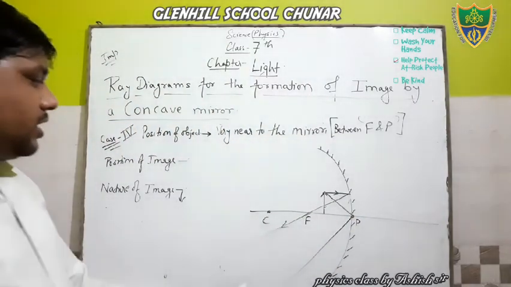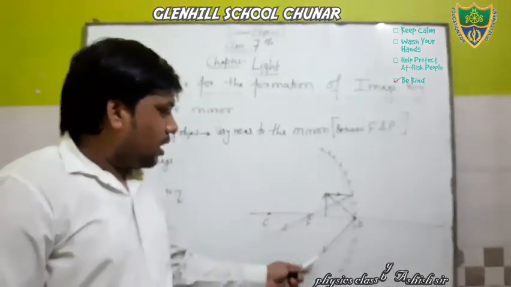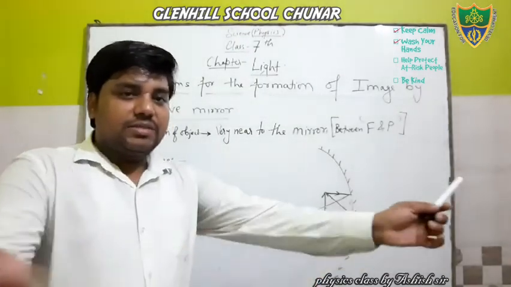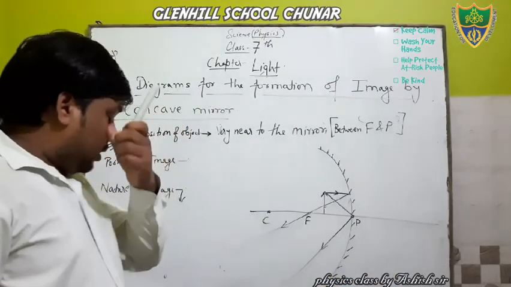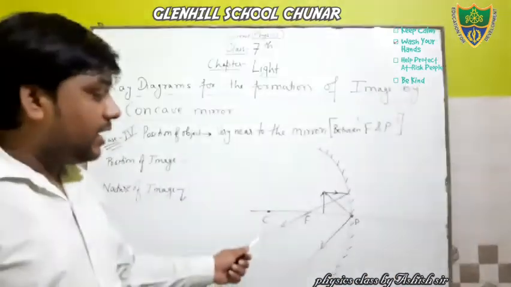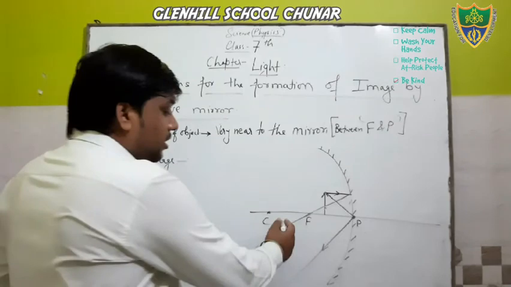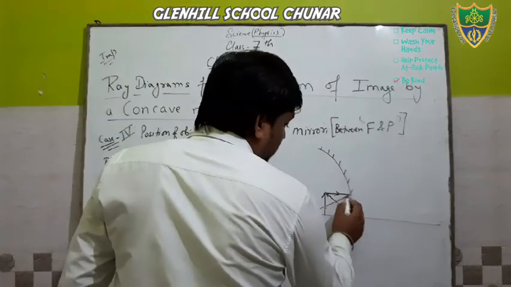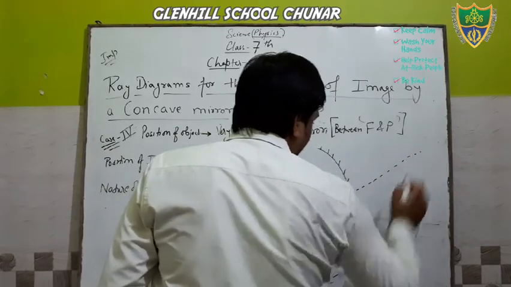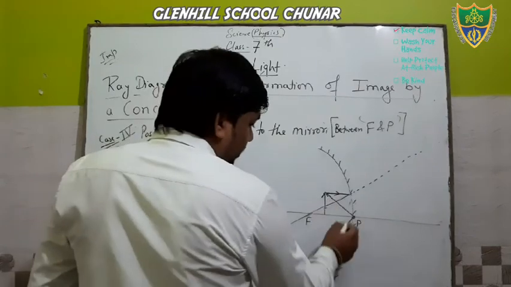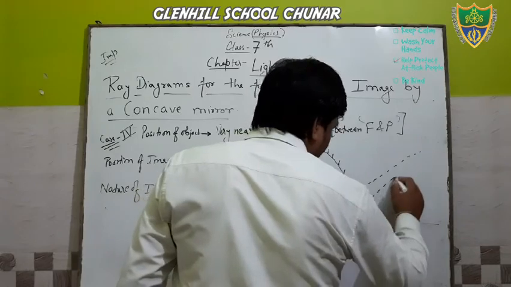Okay, so you see that both rays after reflection go like this, means they diverge. And if they diverge, then they never meet at a point. So we have extended the reflected rays. The first reflected ray is this, so you extend it like this. And the second reflected ray is this, so you extend it like this.